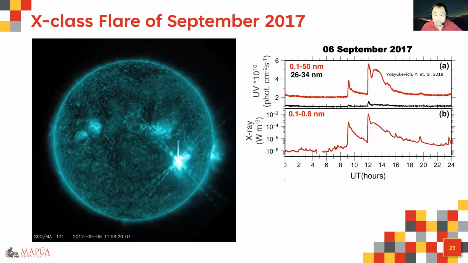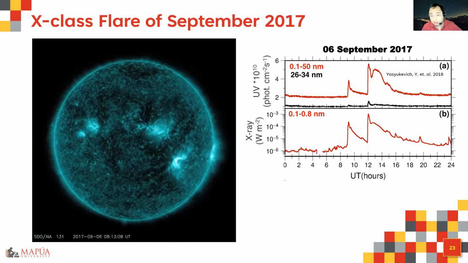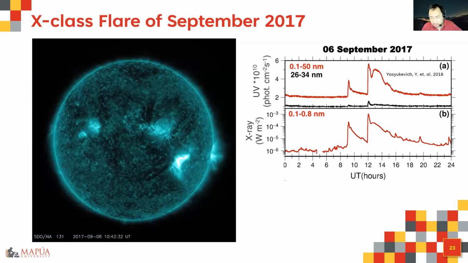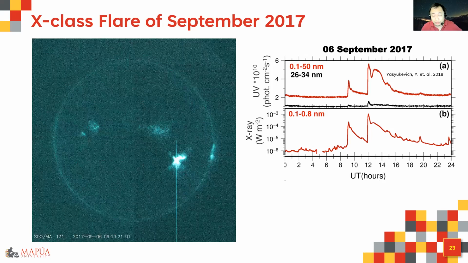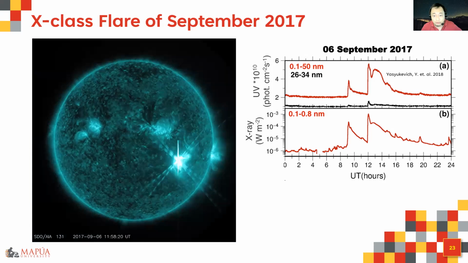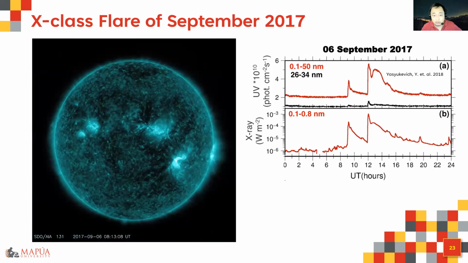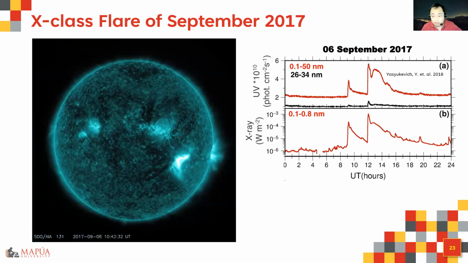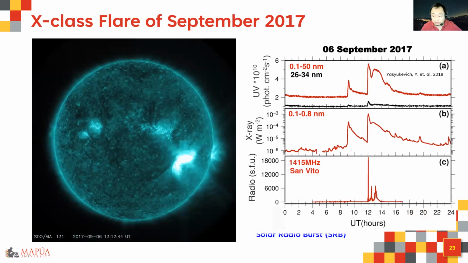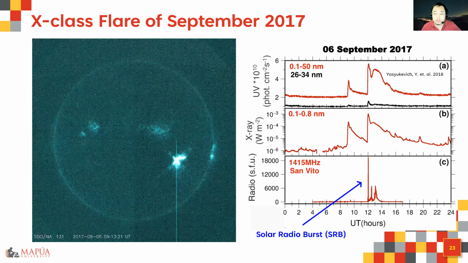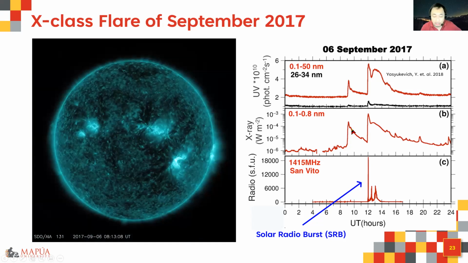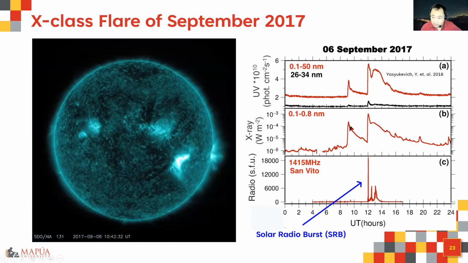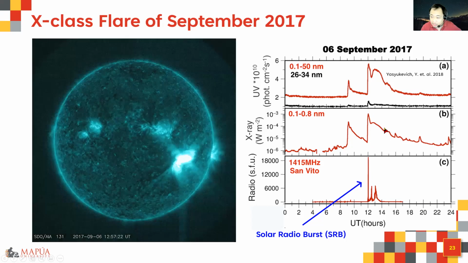Now, aside from UV and X-ray, another important aspect that may happen, not always, but sometimes, is a burst of radio waves. We call that solar radio bursts. You notice here that these are two X-class flares. This is your X1 point something flare, and this is your X9.3 flare.